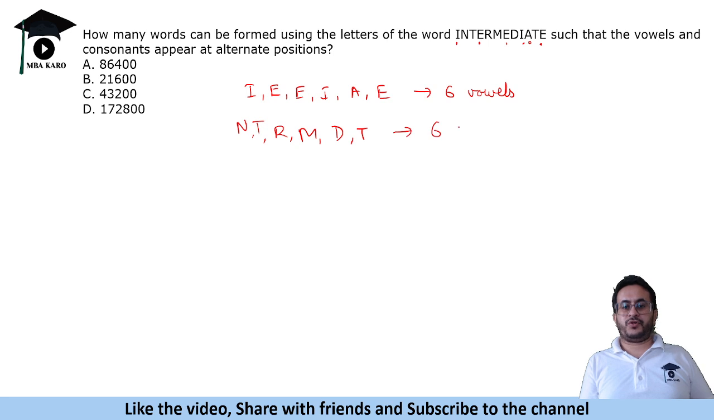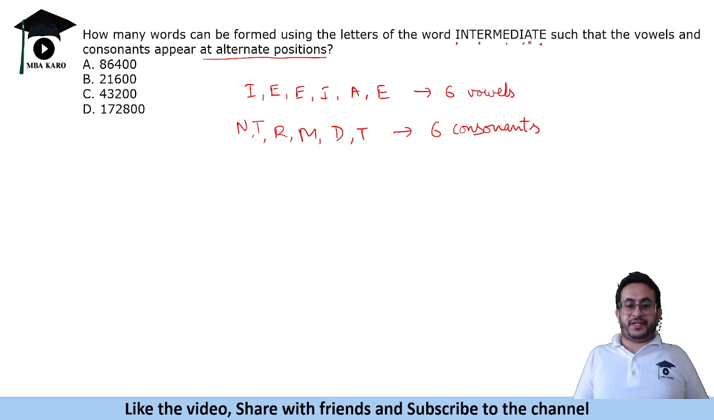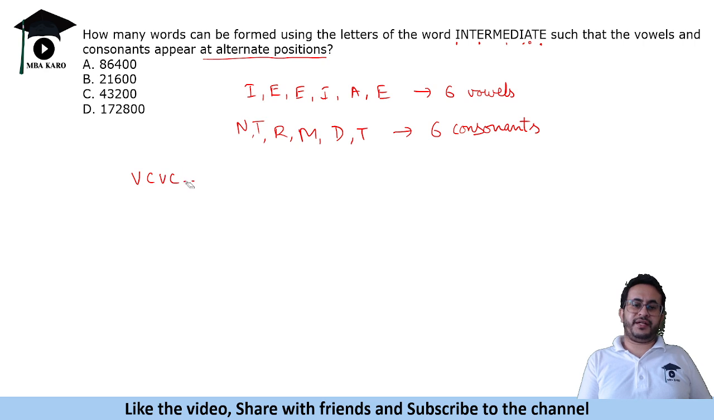These are 6 consonants. Now they should appear at alternate positions. So first of all, we will make 2 cases. First case is we have vowel consonant and so on. So these are 12 letters like this, or we can have consonant vowel like this.